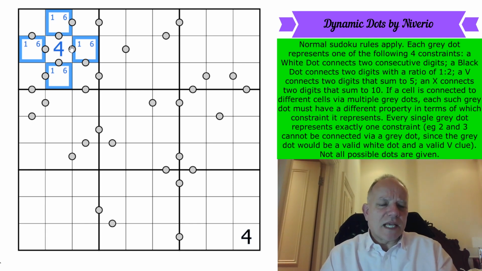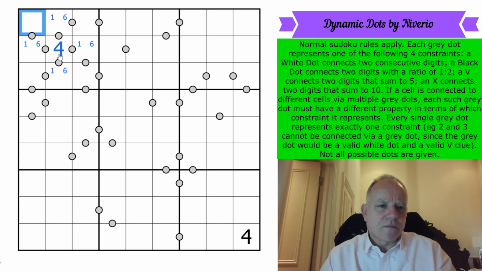Now, every cell in this box is connected by a dot. In fact, it's sort of a shape I dare not mention. Every one of these cells that are orthogonally connected to 4 is then orthogonally connected to a corner.